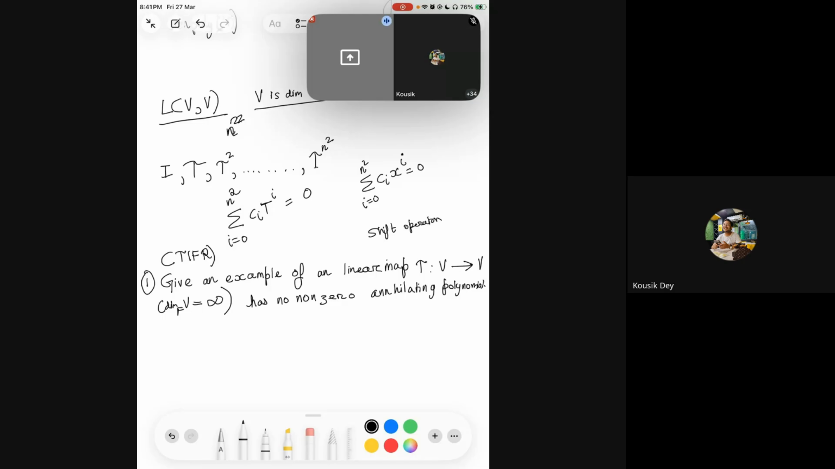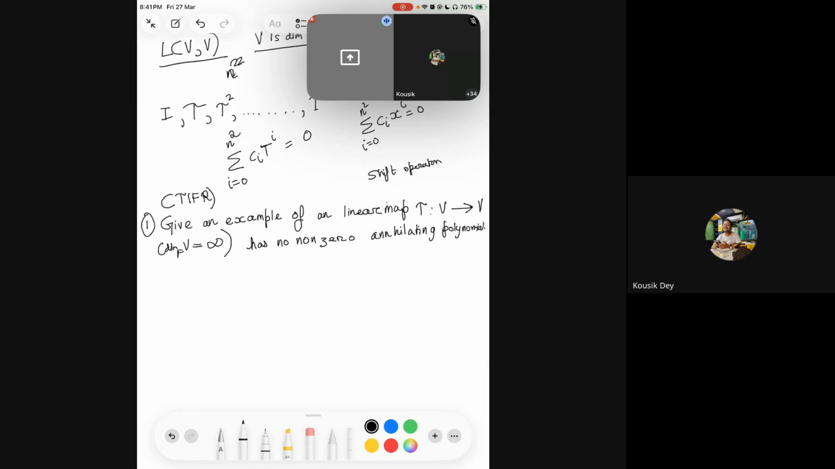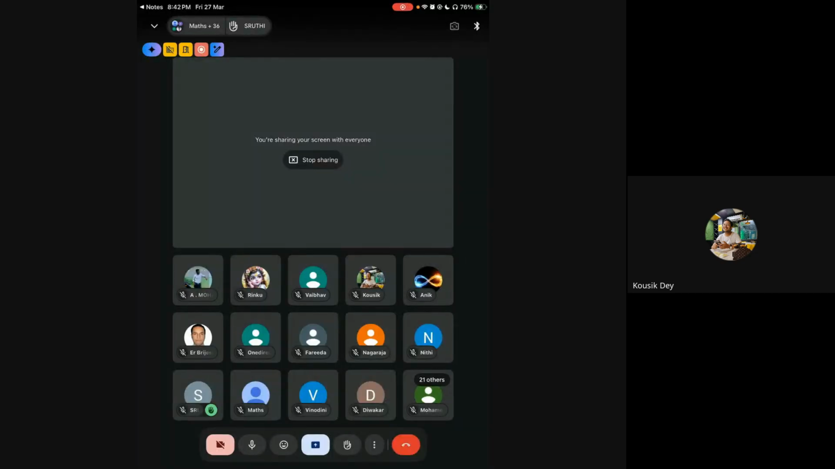Let me frame my question in a better way. Does anyone know what a direct sum of vector spaces is? Please raise your hand if you know what a direct sum of vector spaces is. So this is a big problem here.